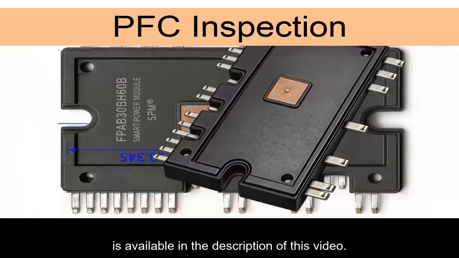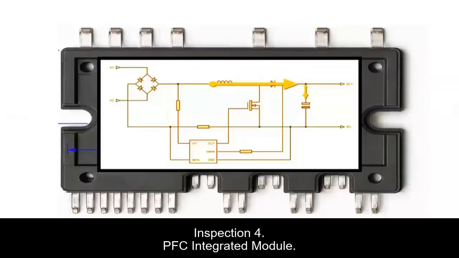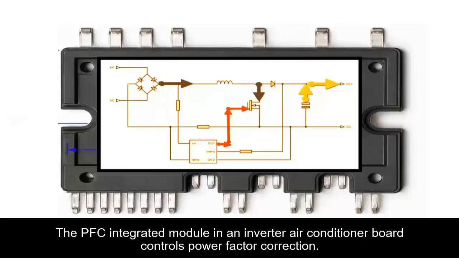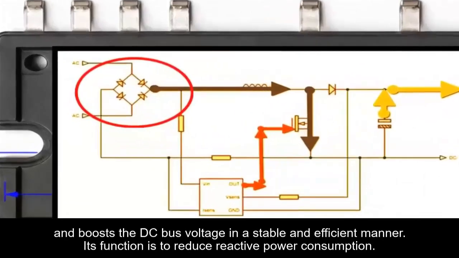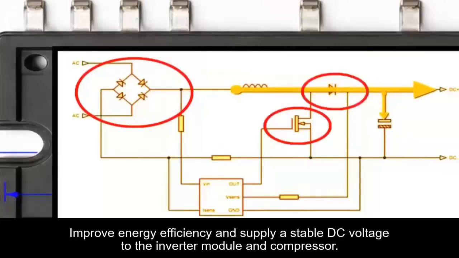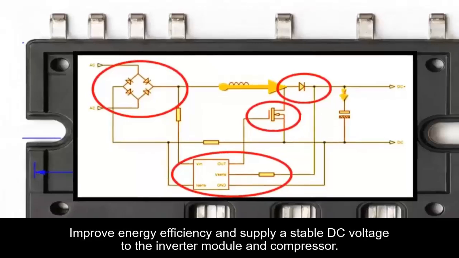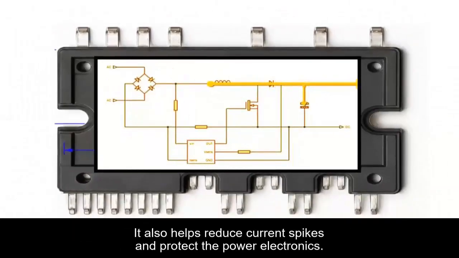Inspection 4. PFC Integrated Module. The PFC integrated module in an inverter air conditioner electronic board controls power factor correction and boosts the DC bus voltage in a stable and efficient manner. Its function is to reduce reactive power consumption, improve energy efficiency, and supply a stable DC voltage to the inverter module and compressor. It also helps reduce current spikes and protect the power electronics.